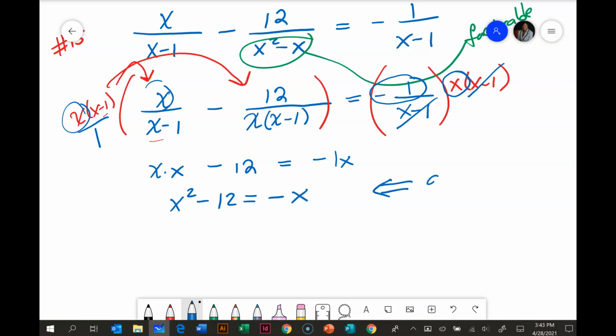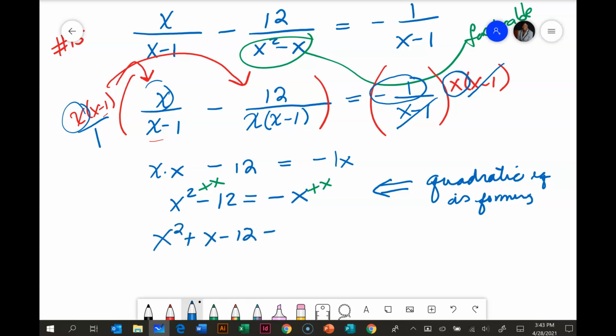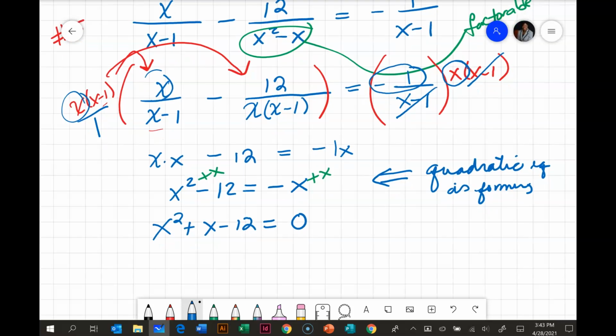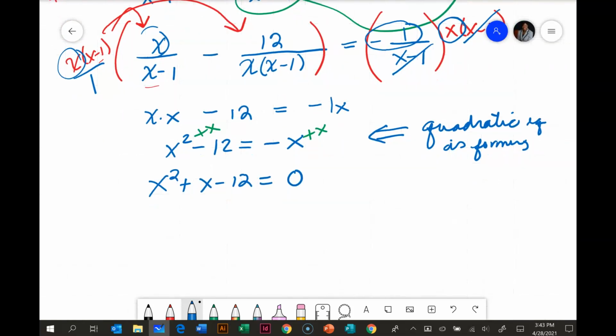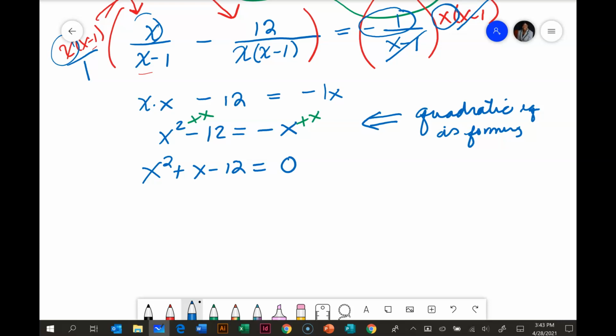Here we go again. A quadratic is forming. Quadratic equation. All right, so that means we need to pull everything on one side. Let's add the x. We have x squared plus x minus 12 equals 0. Always write everything in descending order. Next up is to factor. This time we are able to factor this equation.